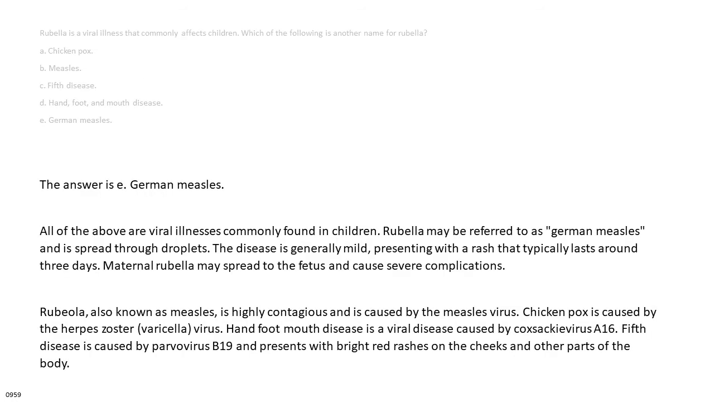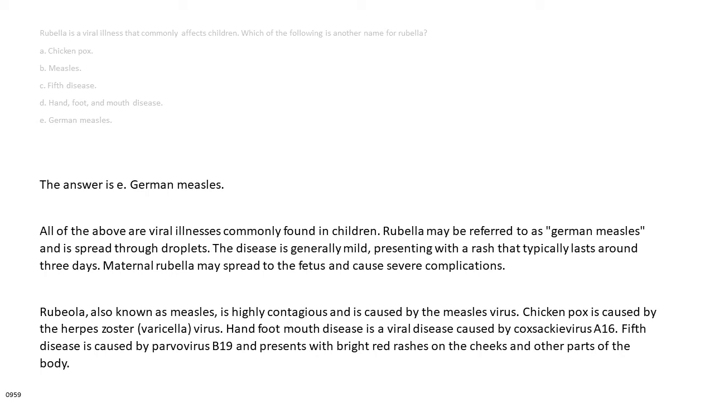The answer is E. German measles. All of the above are viral illnesses commonly found in children. Rubella may be referred to as German measles and is spread through droplets. The disease is generally mild, presenting with a rash that typically lasts around 3 days. Maternal rubella may spread to the fetus and cause severe complications.